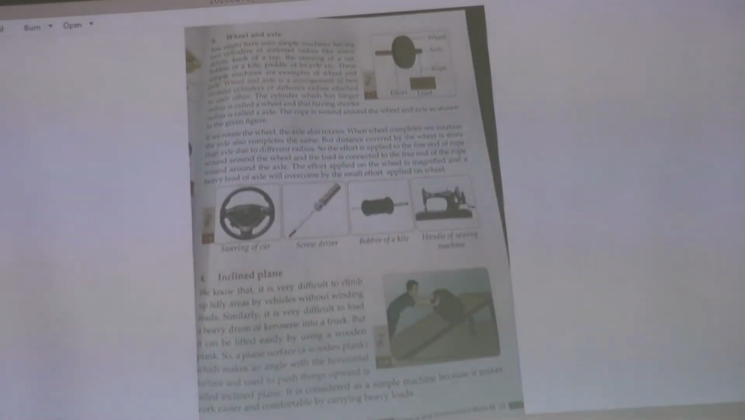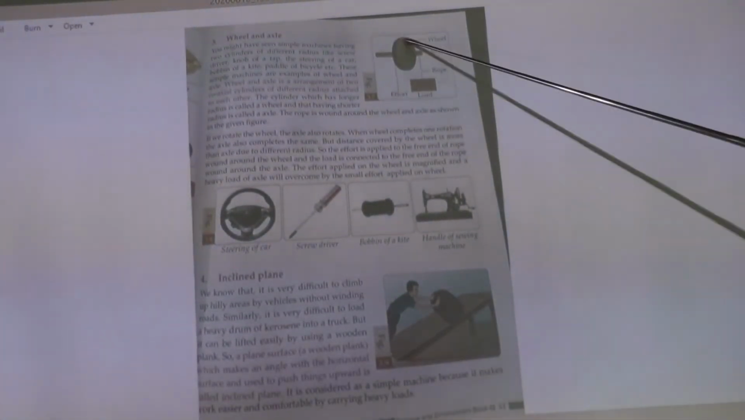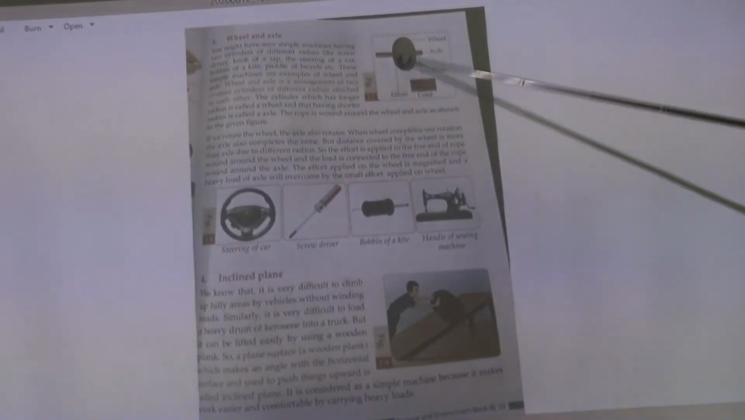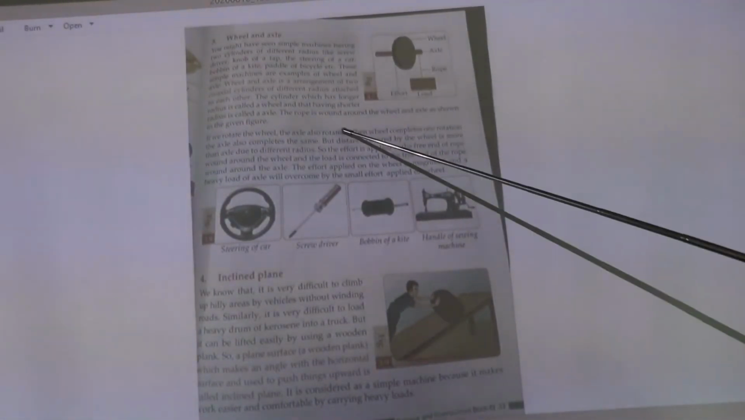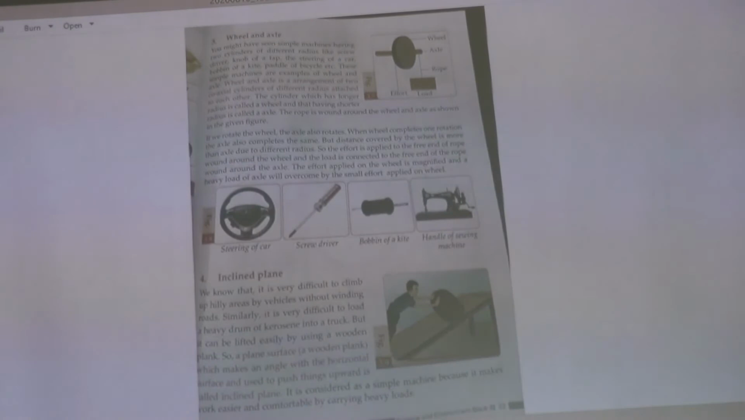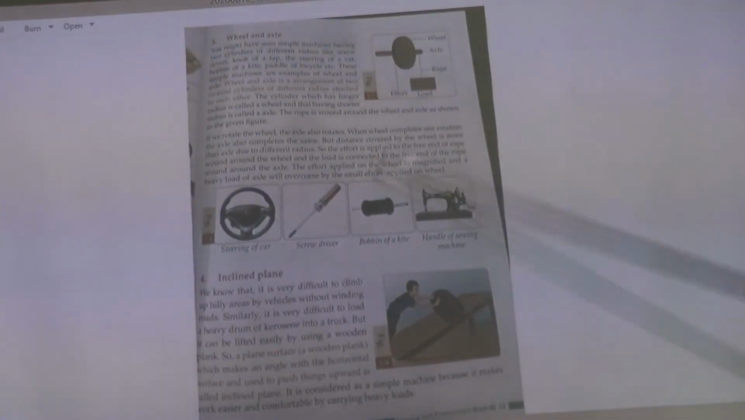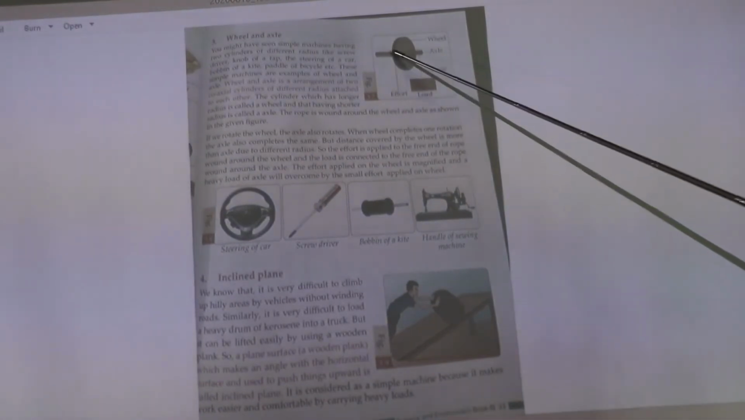The rope is wound around the wheel and axle as shown in the given figure. If we rotate the wheel, the axle also rotates. When the wheel completes one rotation, the axle also completes one rotation. But the distance covered by the wheel is more than the axle due to the different radius.